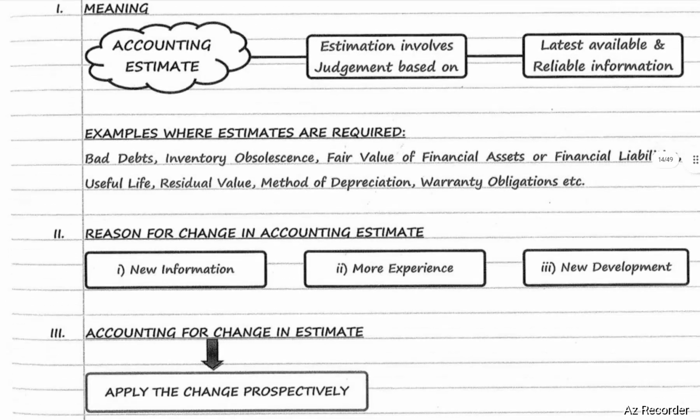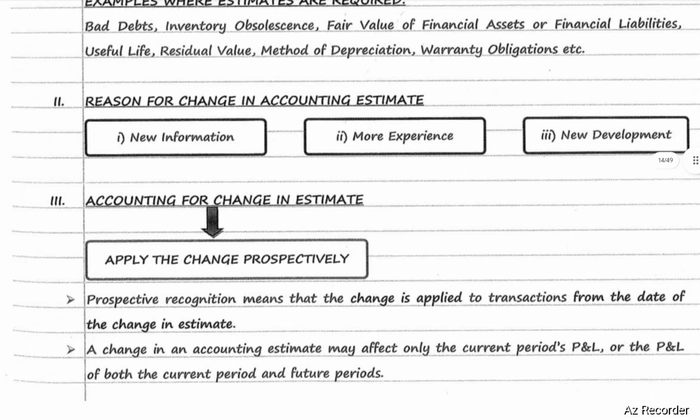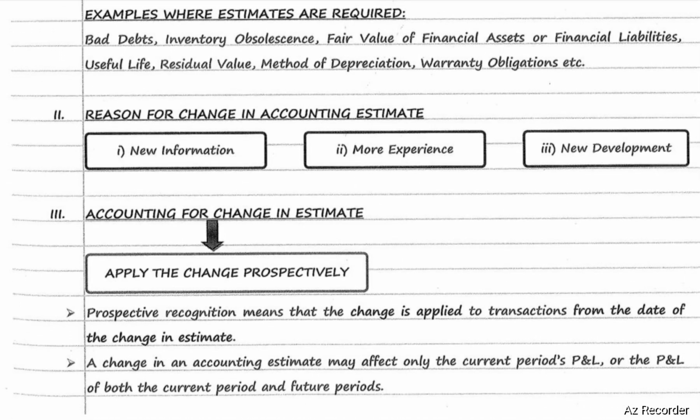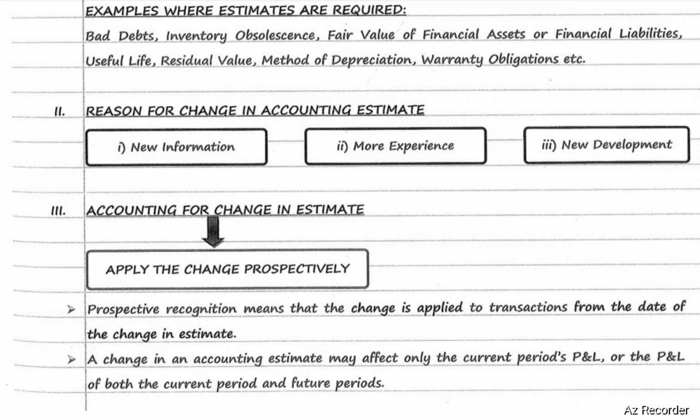Reasons for change in accounting estimates: new information, more experience, new development. Accounting for change in accounting estimates: apply the change prospectively. Prospective recognition means the change is applied to the transaction from the date of change in estimate. The change in accounting estimate may affect only the current period's P&L or the P&L of both the current period and the future periods.